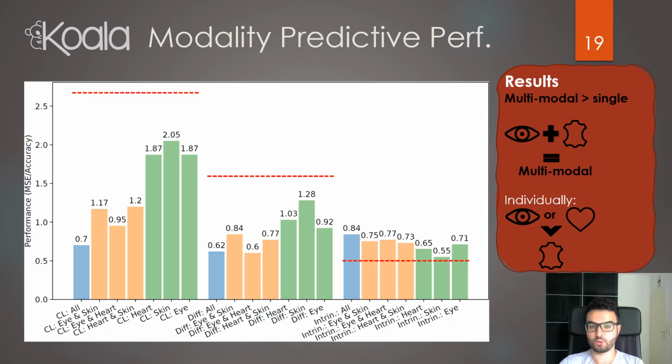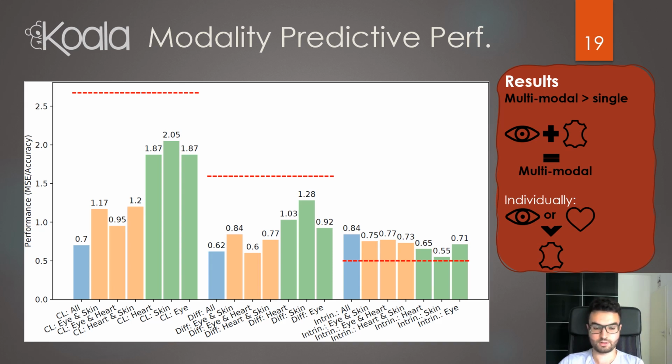So let's look how well we can predict based on some modalities. In this chart we have the prediction of subjective cognitive load on the left, subjective difficulty in the middle, and intrinsic difficulty on the right. On the right we have a binary classification task, so that's the accuracy, and the two on the left are the mean square error.